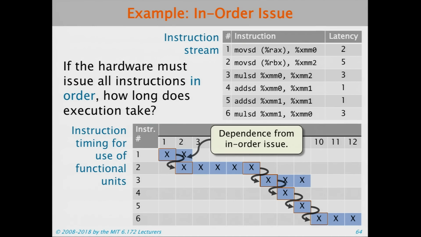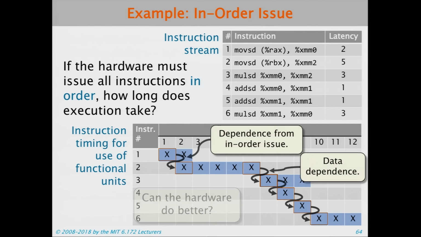But there are some, for example, the first one is just issue order. If it's in order, you can't start the second until you've started the first. Okay, that is finished the first stage. But the other thing here is there's a data dependence between the second and third instructions. If you look at the second and third instructions, they're both using XMM2. And so we're prevented.